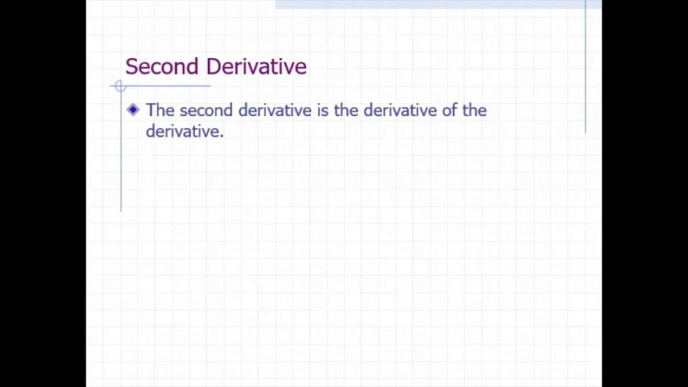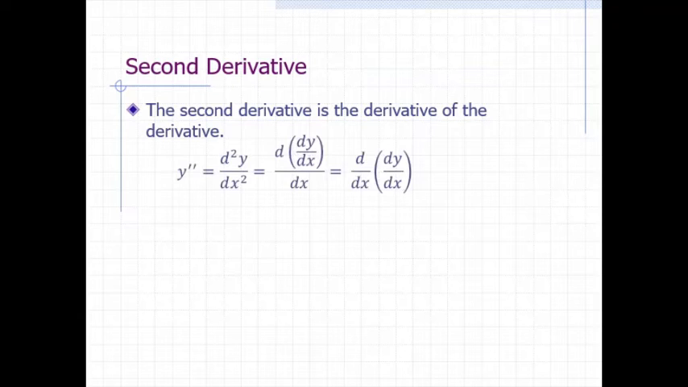The second derivative is defined as the derivative of the derivative. In other words, you perform two consecutive differentiations to get the second derivative. Here are the most common ways of representing the second derivative of y with respect to x. We read this as y double prime. We put two prime symbols next to y.